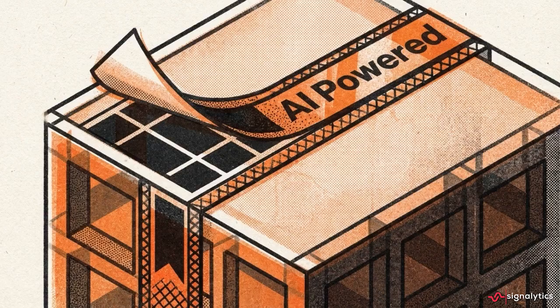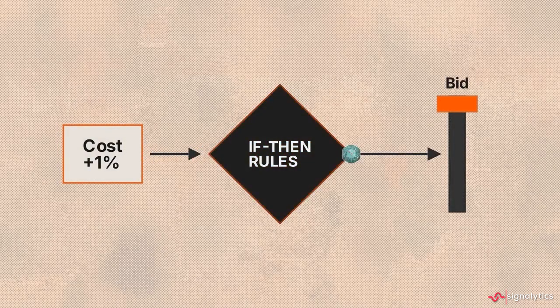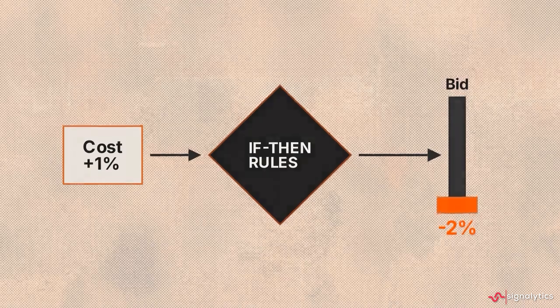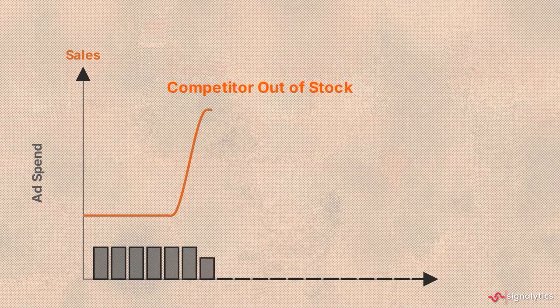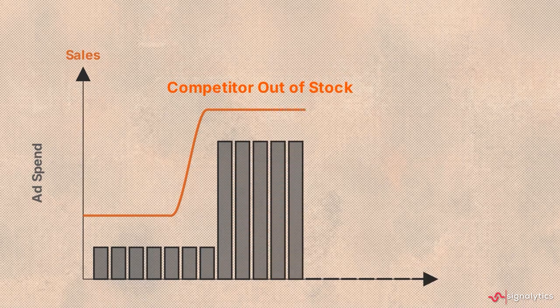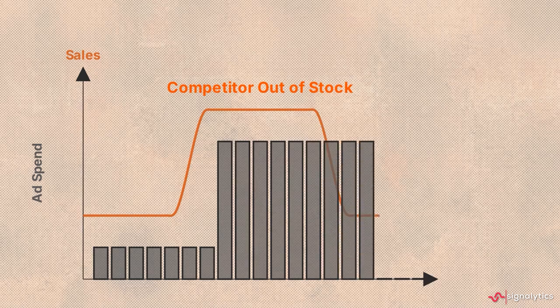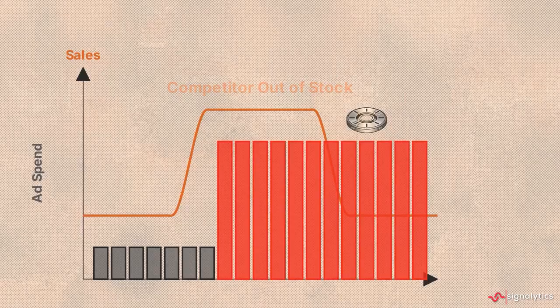Most software in the Amazon ecosystem marketed as AI is actually just rudimentary, rule-based logic. If a keyword's cost goes up 1%, the tool reduces the bid by 2%. It is a simple if-then statement, not a thinking machine. Say your sales baseline spikes when a competitor runs out of stock. A rule-based bot sees this peak and blindly doubles ad spend, but you're scaling into a temporary gap. When the competitor restocks, sales return to baseline, turning high ad spend into a complete loss.